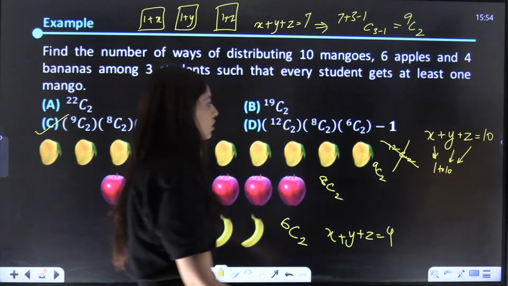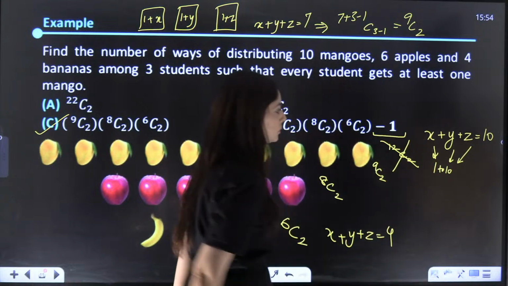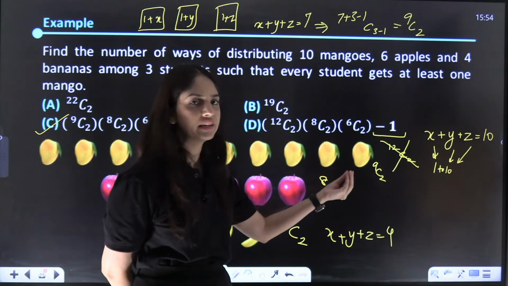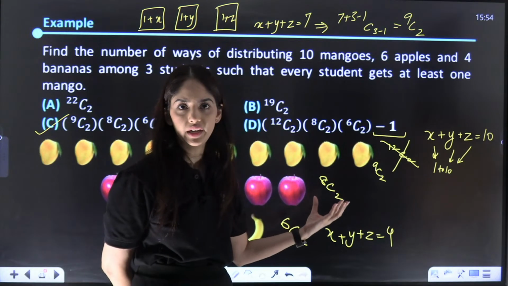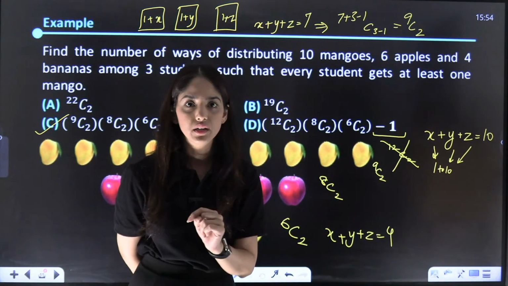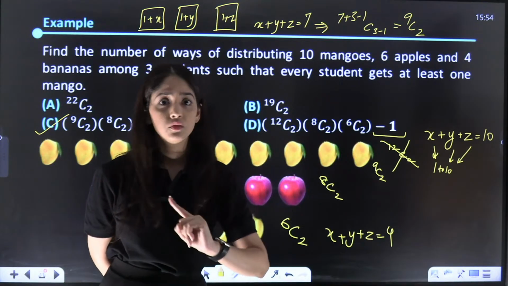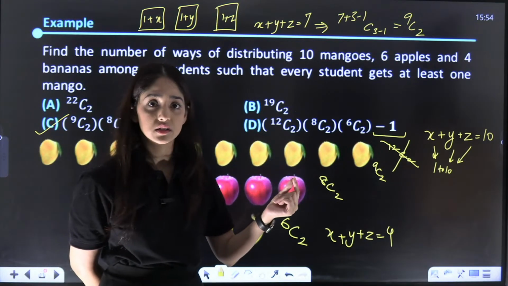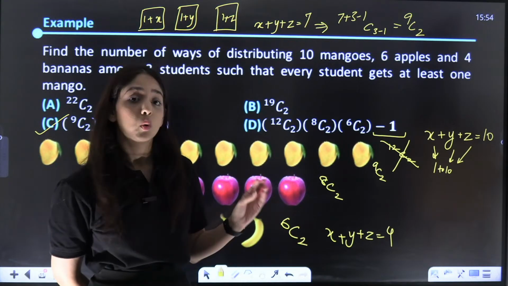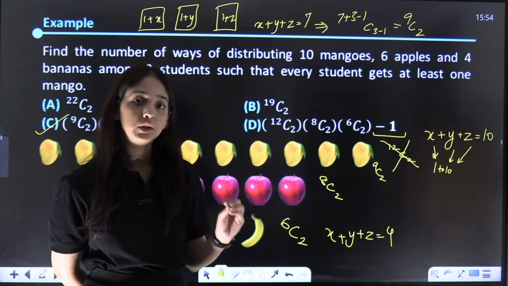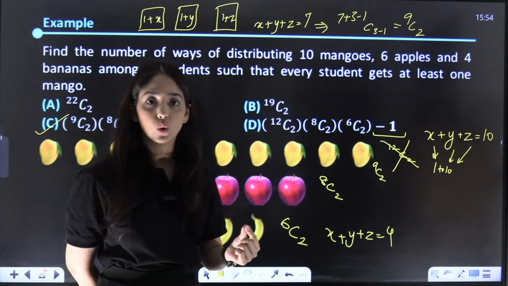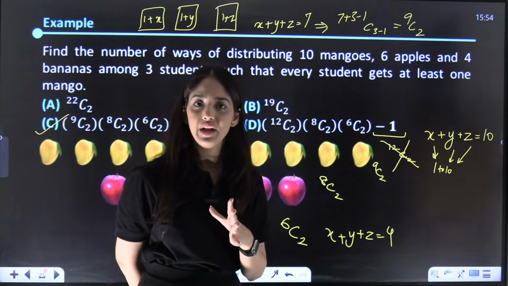Why were we not doing this? Because this is excluding just one case out of all of those, right? We multiplied all of them and we're just excluding one case. But we're not just counting one wrong case. We're counting multiple wrong cases, because what all cases do we need to exclude? We need to exclude the cases where any one student gets 0 mango. Any one student.